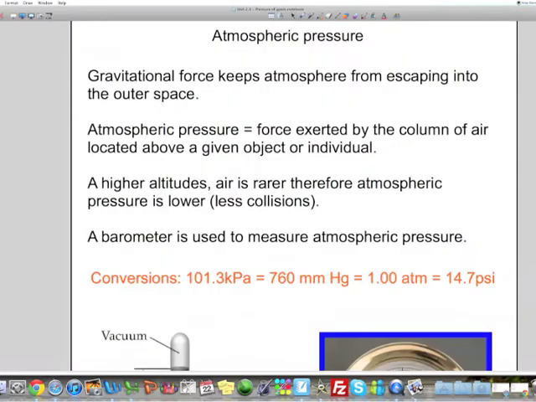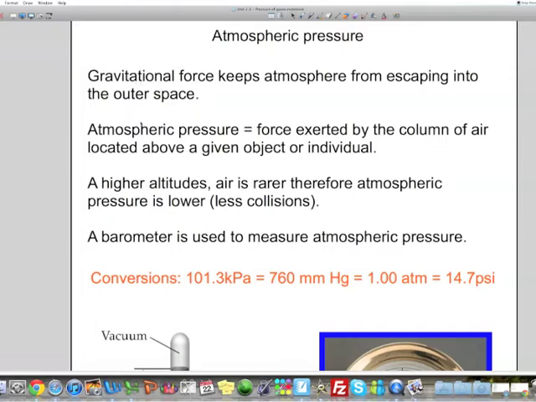Next, we have atmospheric pressure. So it's a gravitational force that keeps the atmosphere from escaping in the outer space. So we know that the atmosphere is made of air, of gases, right? And those particles are so light that if given the chance, they would just go in the outer space because there's nothing out there. It's basically a vacuum. There's very little particles traveling in there. So what's keeping those gas particles that form our atmosphere from escaping and going away, it's basically the gravity of the Earth.